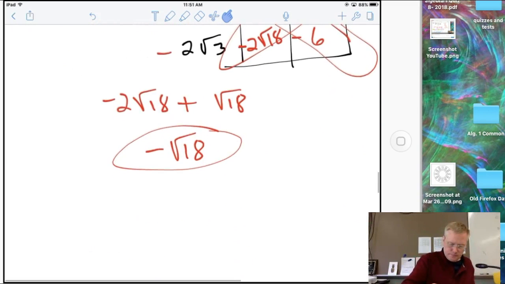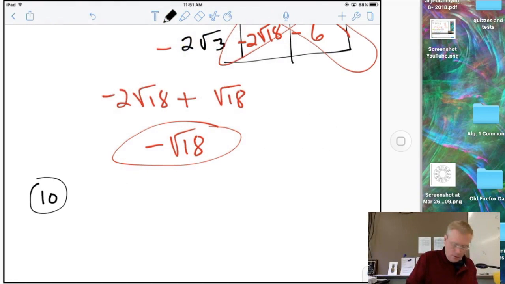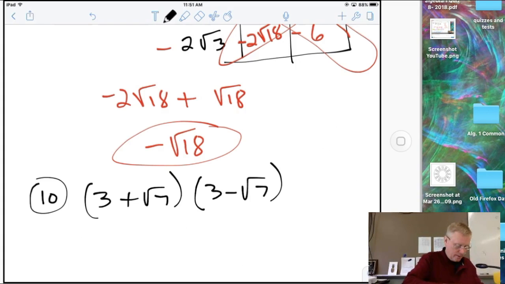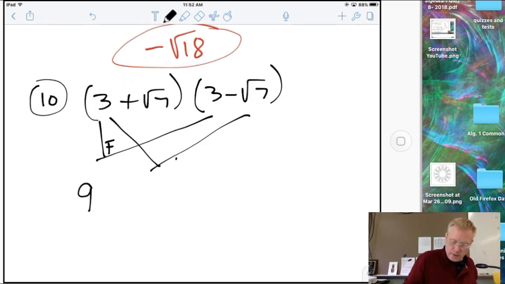Number 10. Let's try another one of those. Those are tricky, or they're tricky at first. 3 plus the square root of 7 times 3 minus the square root of 7. So maybe I'll do this with FOIL. I did the last one with box. 3 times 3 is 9. Outside is 3 times negative square root of 7, which is negative 3 square root of 7.